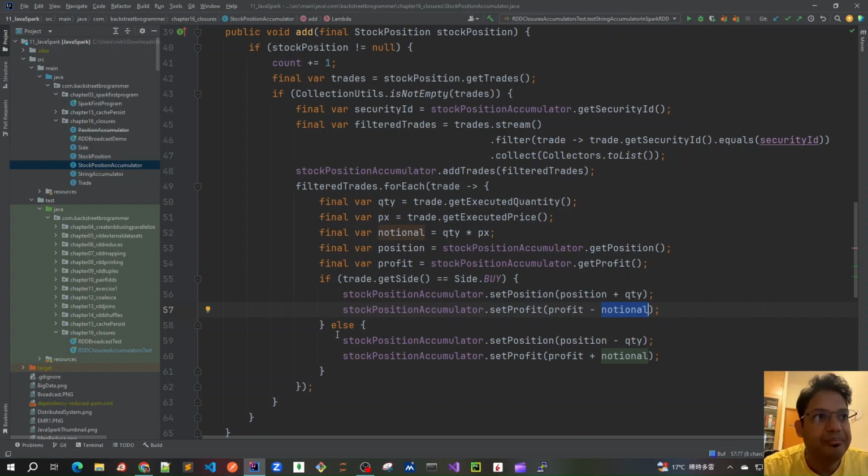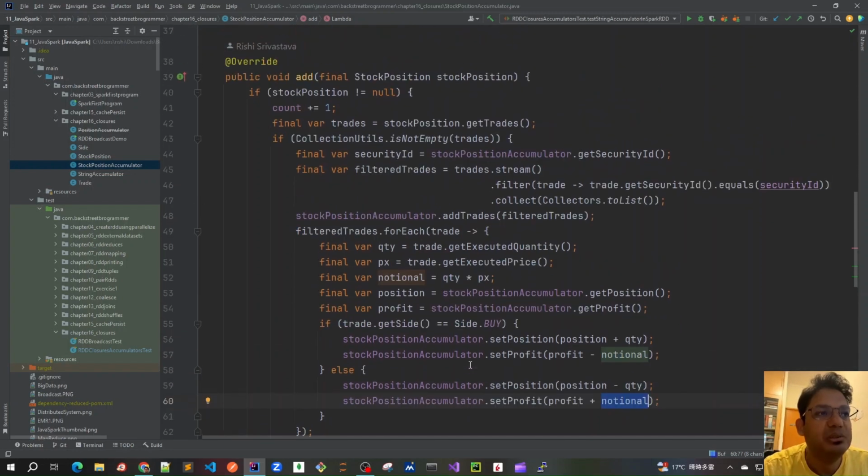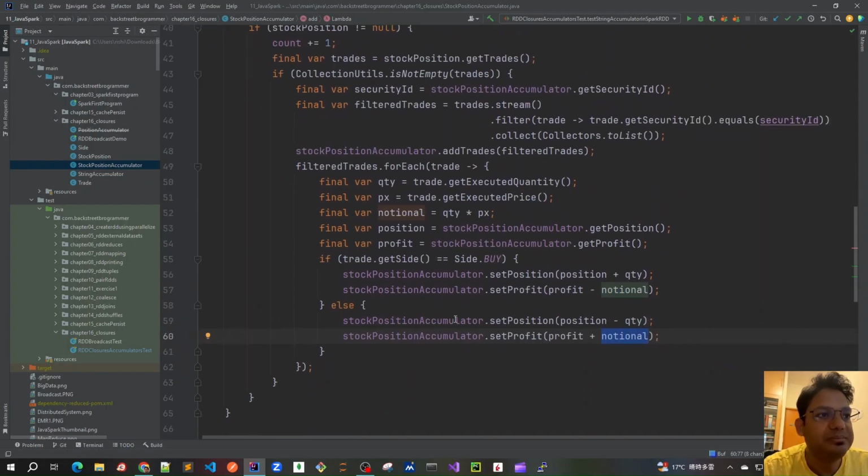Similarly, for the opposite side, if it's sell or short sell, we are selling it out, unwinding our position. So we have to decrease this position with the last quantity and set the profit by adding whatever the profit was there before with the notional. So this is our main method, which is doing all this calculation.